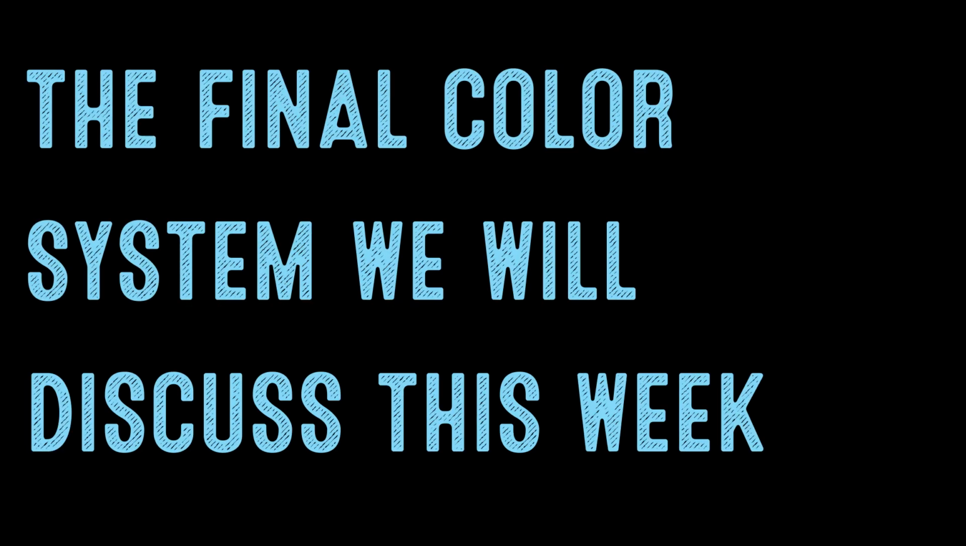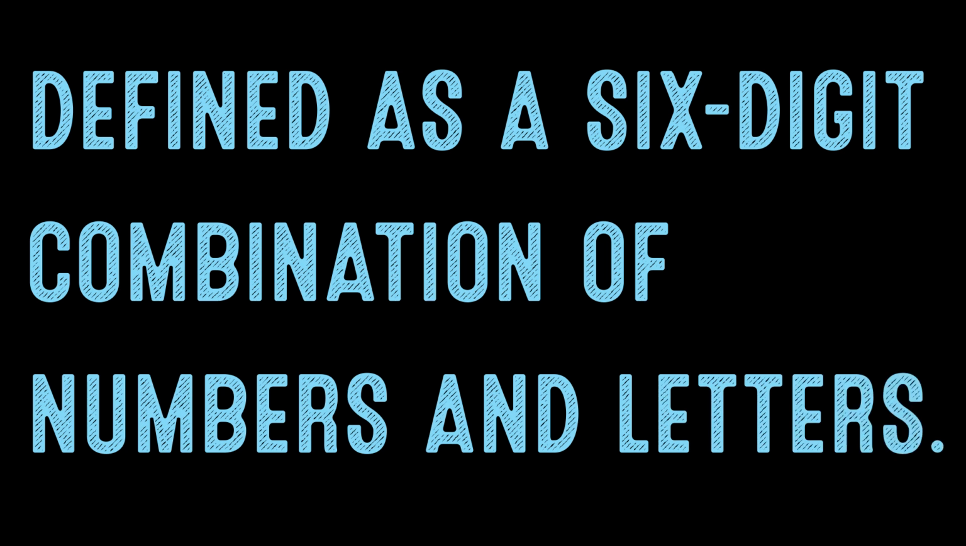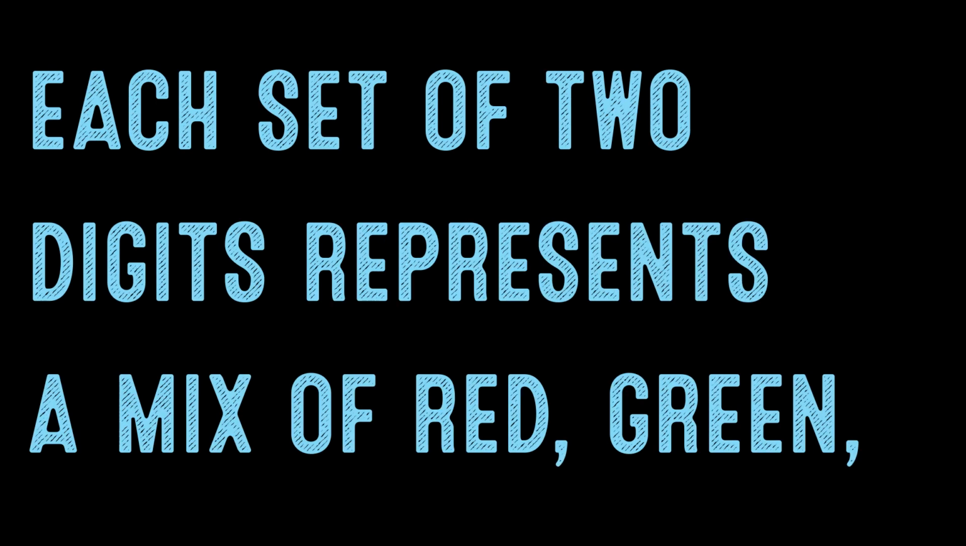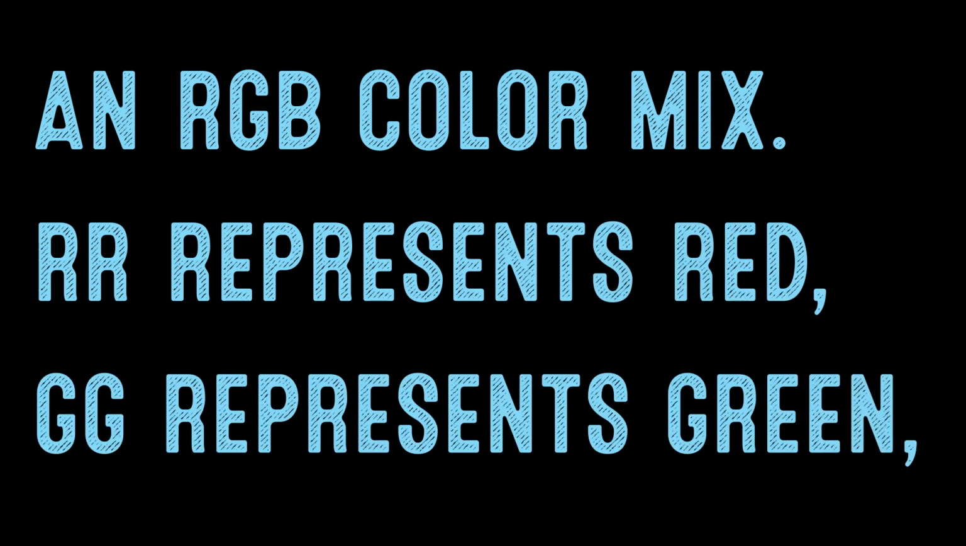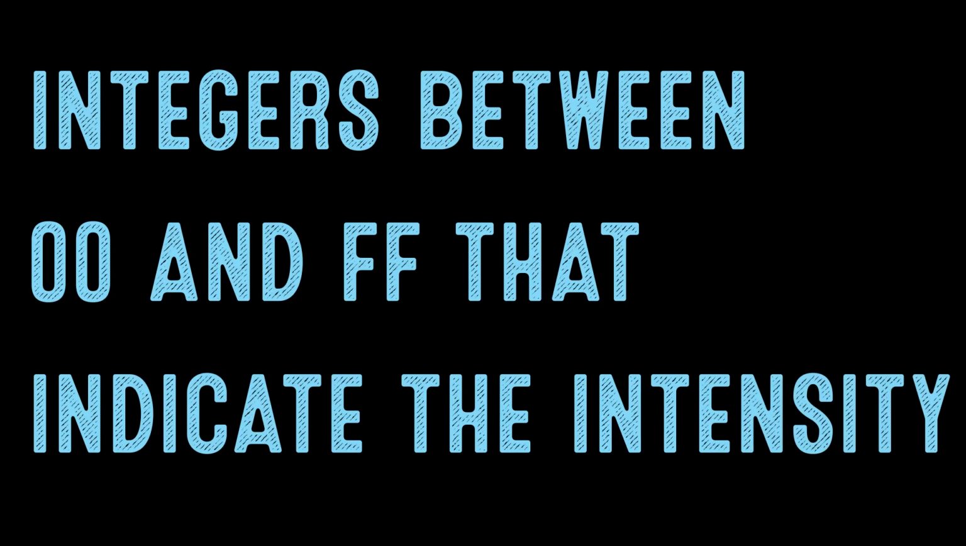The Daily Code Snippet. The final color system we will discuss this week is the hexadecimal, or hex, color system. A hex color is defined as a 6-digit combination of numbers and letters. Each set of 2 digits represents a mix of red, green, and blue. It is a shorthand method of writing out the RGB color mix. RR represents red, GG represents green, and BB represents blue. RR, GG, and BB are hexadecimal integers between 00 and FF that indicate the intensity of the color.